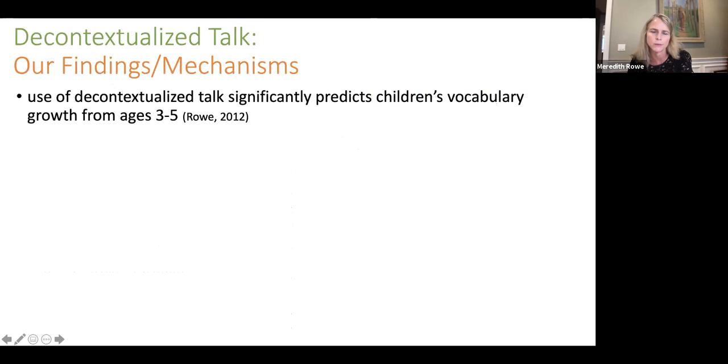So just to summarize what we've found, we know that parents' use of this type of talk significantly predicts children's vocabulary growth from age 3 to 5.